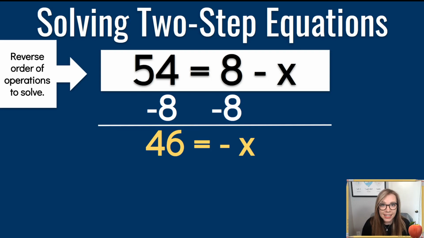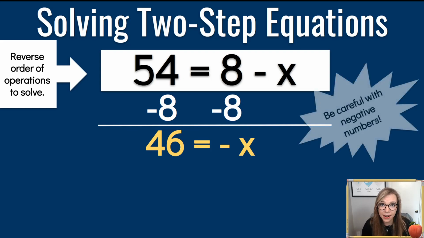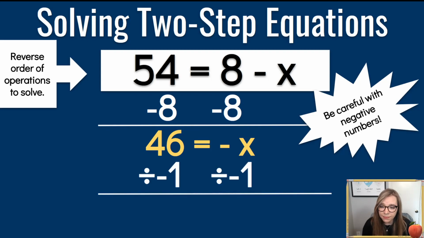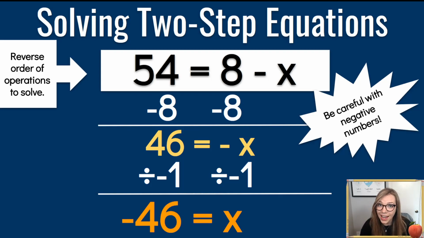So to get that x to be positive, I need to divide out that negative. So I need to use my integer operations here. When I divide a negative by a negative, that's going to leave me with a positive. So I'm going to divide both sides by negative 1. And when I do that, it's going to leave me on one side of the equation with negative 46, and on the other side, a positive x. Does this look right? Well, let's check our work to find out.